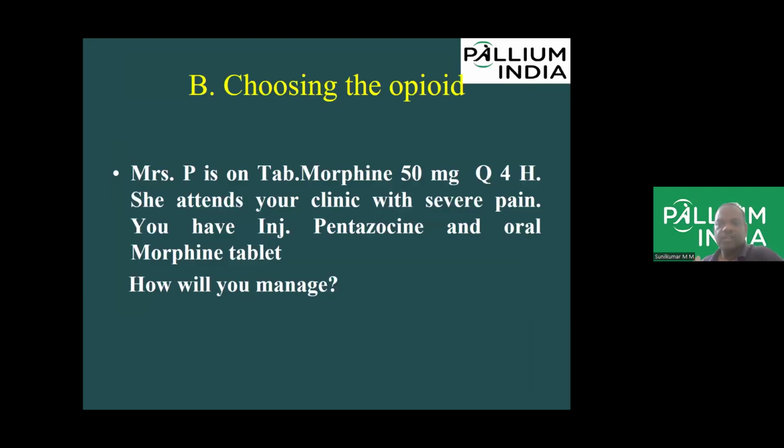Okay. Now we are moving on to another patient, Mrs. P, who is on oral morphine 50 milligram every 4 hours. She attends your clinic with severe pain. You have injection pentazocine and oral morphine tablet. So how will you manage this patient who has very severe pain? But you have only injection pentazocine and oral morphine tablet. How do you manage? Any idea?